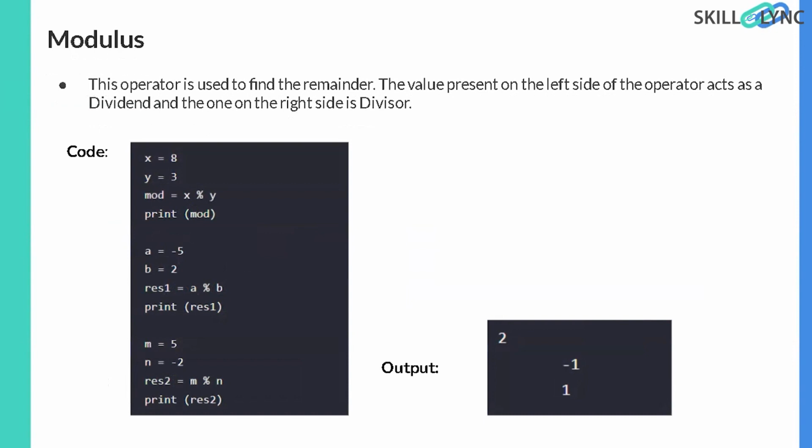Modulus is an operator which is used to find the remainder. Whatever remainder value you are going to get can be found by using the modulus operator. Take this example: x equal to 8, y equal to 3. If you write 8 by 3, what value are you getting? 3 2s are 6 and the remainder is 2. Correct. That's why in the output the first value is 2. Similarly, a equal to minus 5, b equal to 2. What is the remainder? Minus 5 divided by 2. 2 2s are 4, so minus 1 is the remainder. And 5 by minus 2 is again the same.